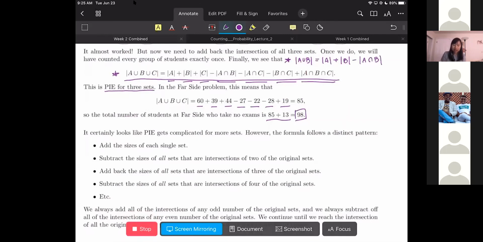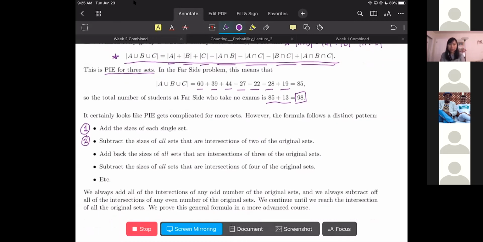So we add the sizes of each single set as step 1. Then we want to subtract the sizes of all sets that are intersections of 2 of the original sets. Then we want to add back the sizes of all sets that are intersections of 3 of the original sets. And then if we were to keep expanding this, say we had more sets, then we would subtract out the sizes of all sets that are intersections of 4 of the original sets, and so on and so on.